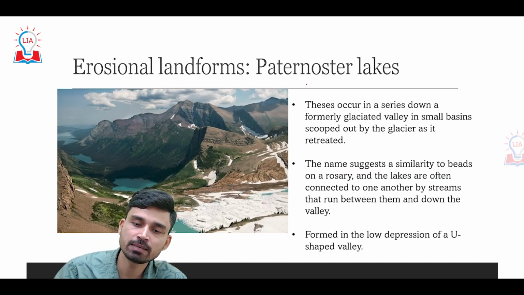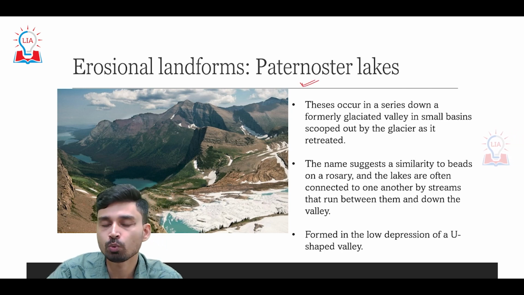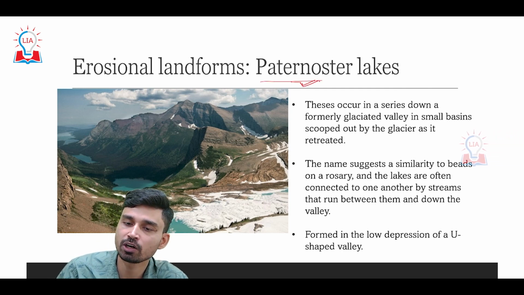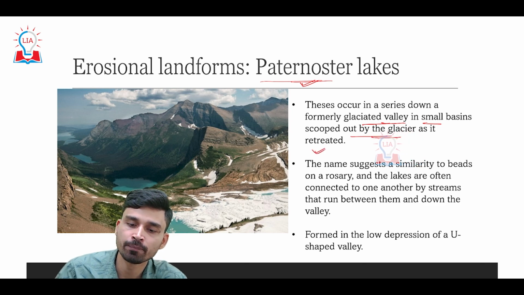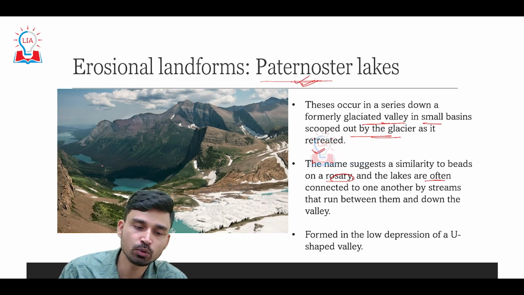Then the next important landform that develops due to the erosional work of glaciers is the Paternoster Lake. Paternoster Lakes occur in a series down a formerly glaciated valley, in small basins which are scooped out of the glacier as it retreats. The name suggests a similarity to beads on a rosary, which is why it is called Paternoster, and the lakes are often connected to one another via a stream.